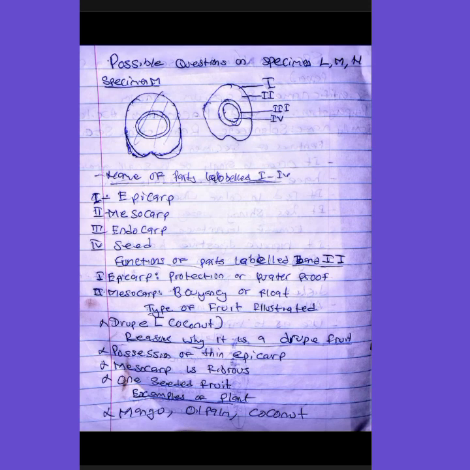The type of fruit illustrated here is a drupe. You can also be asked the reason why it's a drupe fruit: because it possesses a thin epicarp, a fibrous mesocarp, and it is one-seeded. One-seeded fruits are drupes. Examples: mango is one-seeded, oil palm is one-seeded, while coconut also is one-seeded.